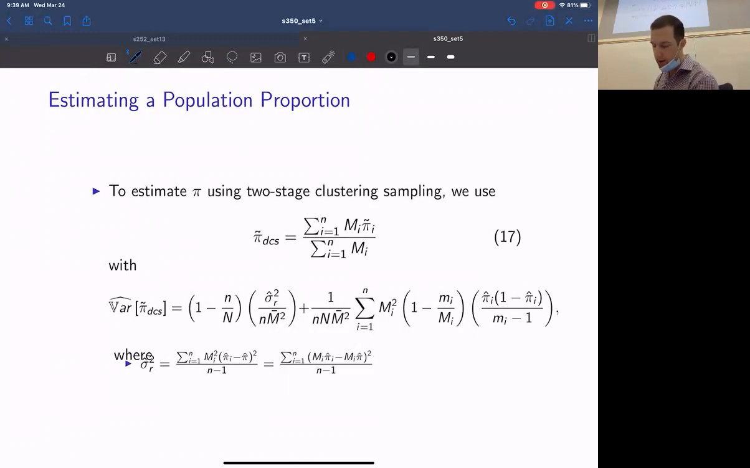So you can see in equation 17, and actually in the variance expression that follows, that these formulas are identical to what we had when we considered the ratio estimator for the population mean from a two-stage cluster sampling approach. The only difference here is that we have a pi tilde I within equation 17. So this is the estimate of the population proportion from each cluster. And in our variance expression, we have pi I times 1 minus pi I here, which basically just represents the variance of each of the individual clusters with relation to the proportion.